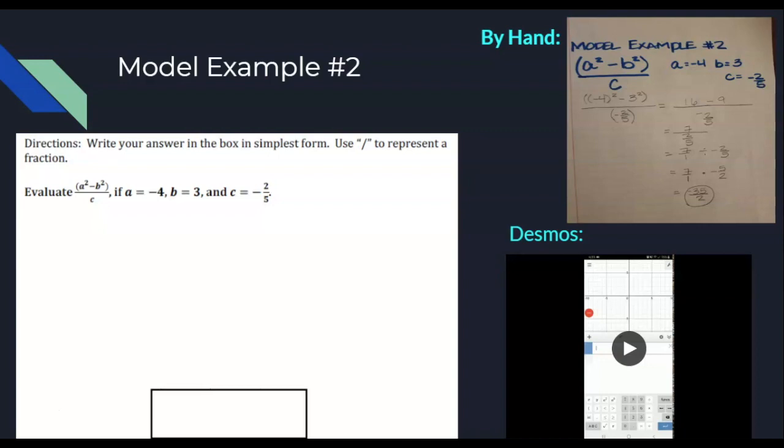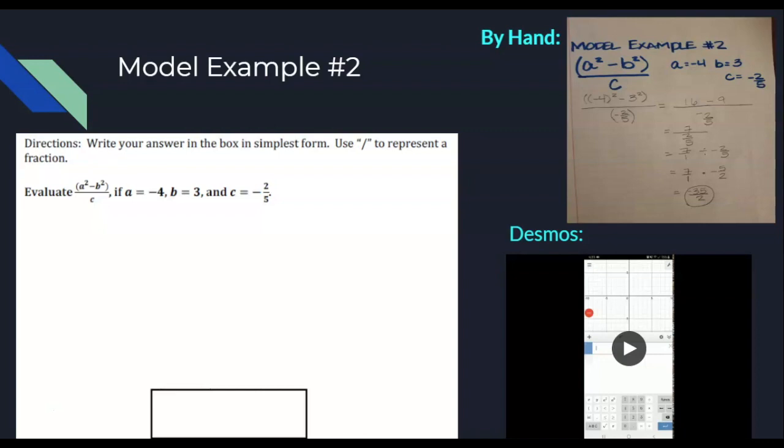In model example number 2, you'll notice that it's much like one we looked at in day 1, where it is written in rational form, or written as a fraction. Just like in day 1, we want to simplify the numerator, simplify the denominator, and then bring them together at the end. If you notice, when I plugged in my -4, I put parentheses around it to make sure I don't make any errors.